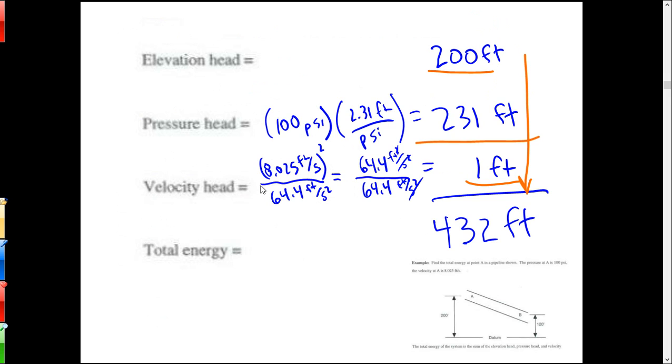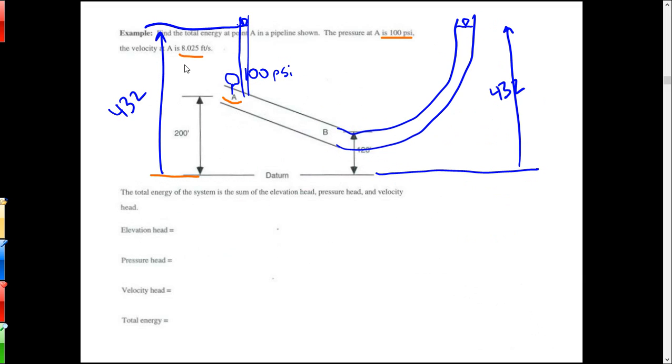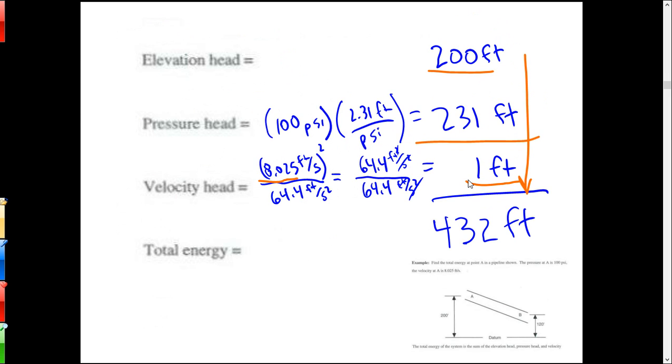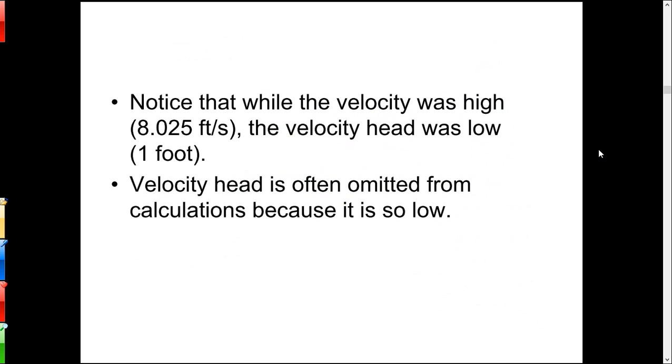Now, one thing I'd like to point out here is 8.025 feet per second is a very high velocity for a water system or a sewer system. It's rare to see velocities that high, but even with that high of a velocity, we only get 1 foot of velocity head. So for this reason and for some other reasons too, we often ignore velocity head when we do calculations for everyday water systems because the velocity heads are just so small. They just don't make that much difference. They're a bit of work to calculate too, so they're often just ignored.